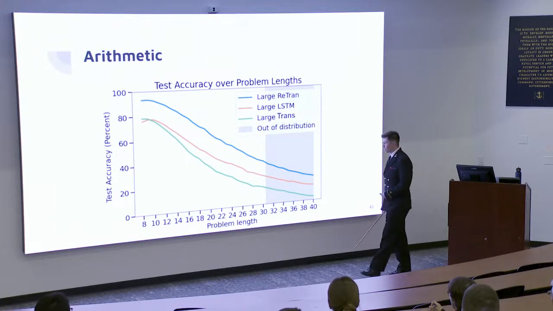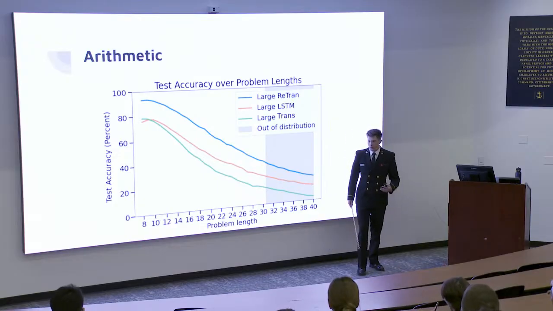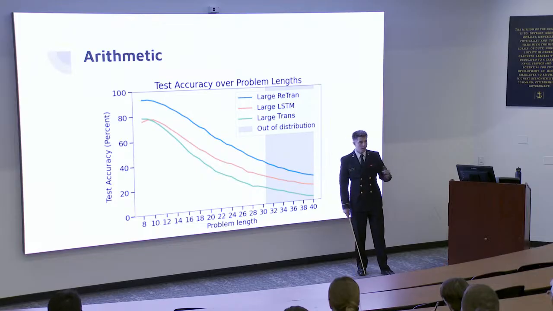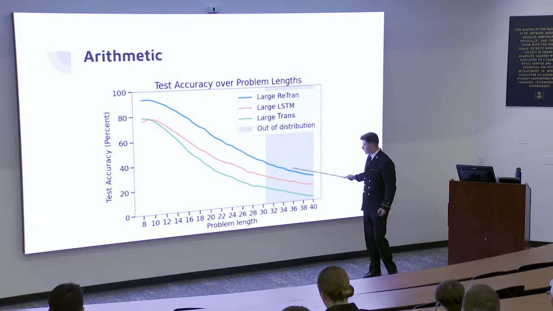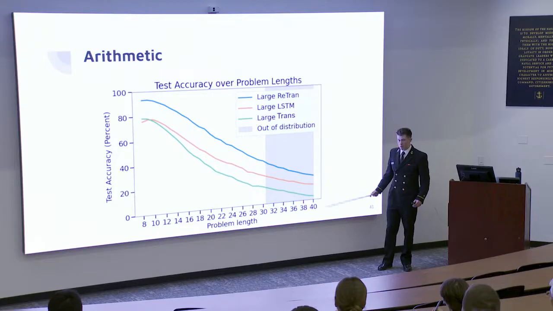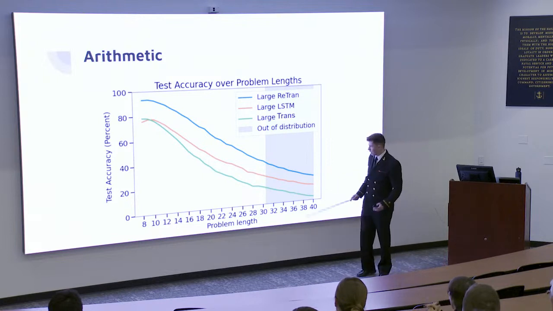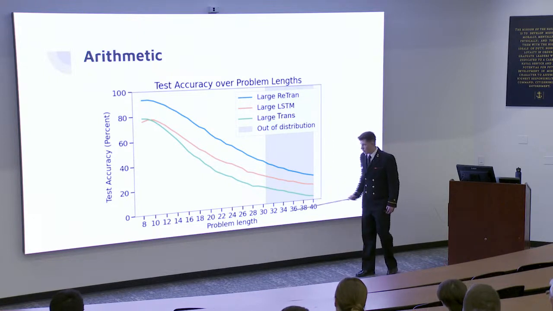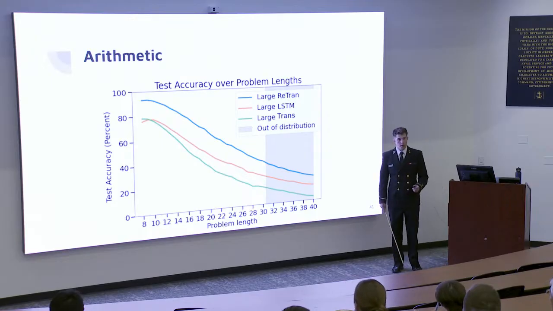Next, we wanted to break out our testing data based on how long each problem is to see how well these models perform on easier versus harder problems. Again, my RETRAN beats the LSTM and transformer at every single size. We also tested it on problems that were longer than the problems that the models were trained on. So the models were trained on problems between 8 and 30 characters. We also tested it on 31 through 40, just to test the generalizability, and the recurrent transformer, again, outperforms both other architecture types.